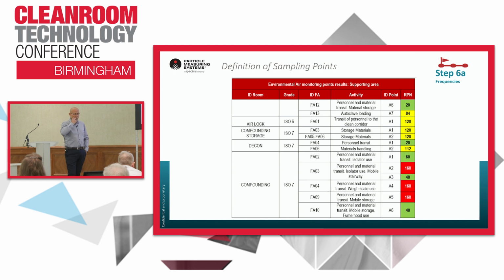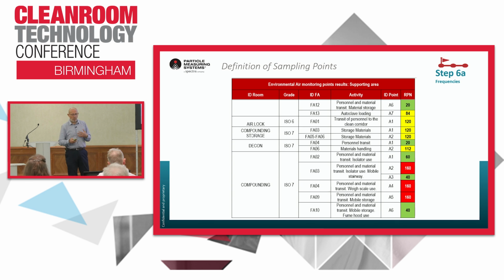Again, I keep coming back to the risk assessment, but looking at whether they're in the green, the amber or the red zone also guides us on frequency. Going back to Annex 1, one of the things it talks about is the frequency of sampling.